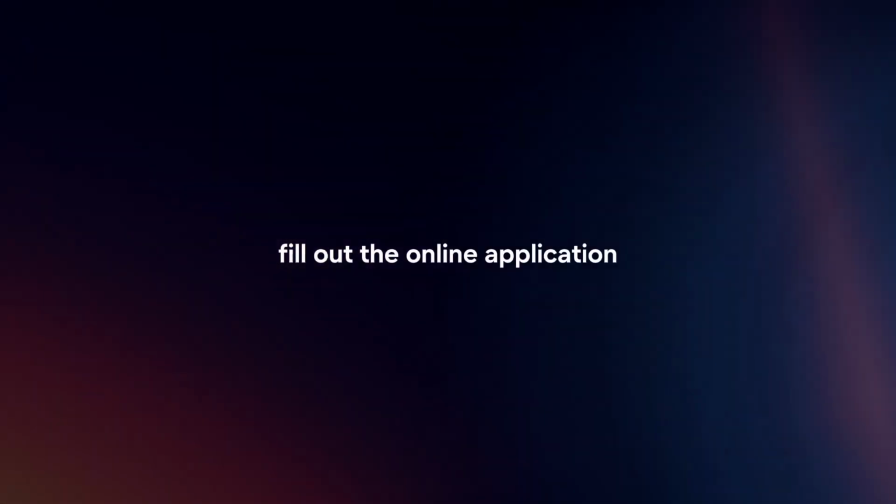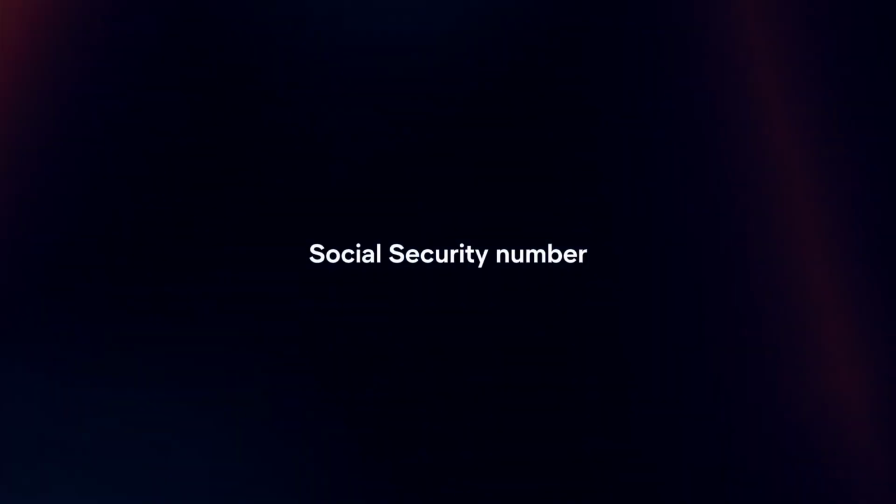Complete application. Fill out the online application form with your personal details, including name, contact information, date of birth, social security number, and employment information. Provide documentation. Upload scanned copies or photos of required documents, such as identification and proof of address.